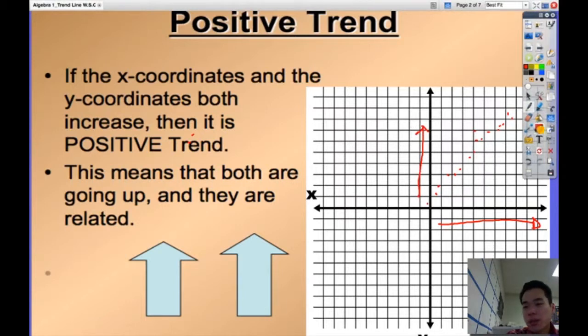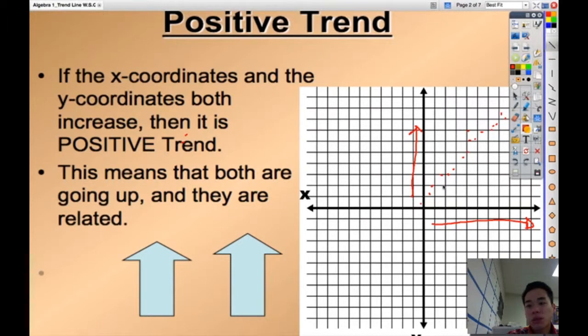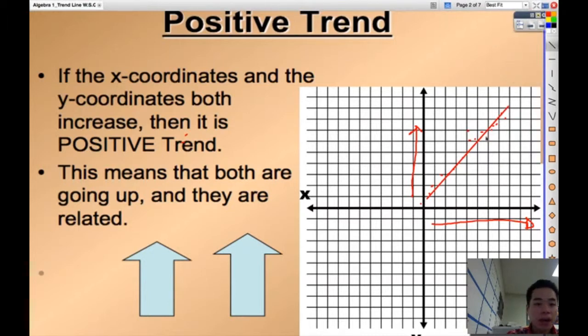A quick way to do this is using a straight line tool or a ruler. You just draw a straight line, and you can tell by my line that it's moving in a positive direction. In other words, it has a positive slope.